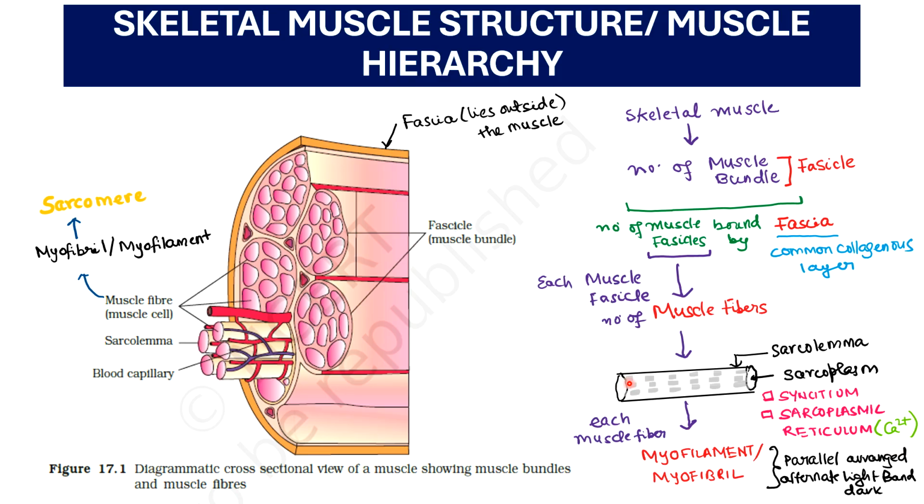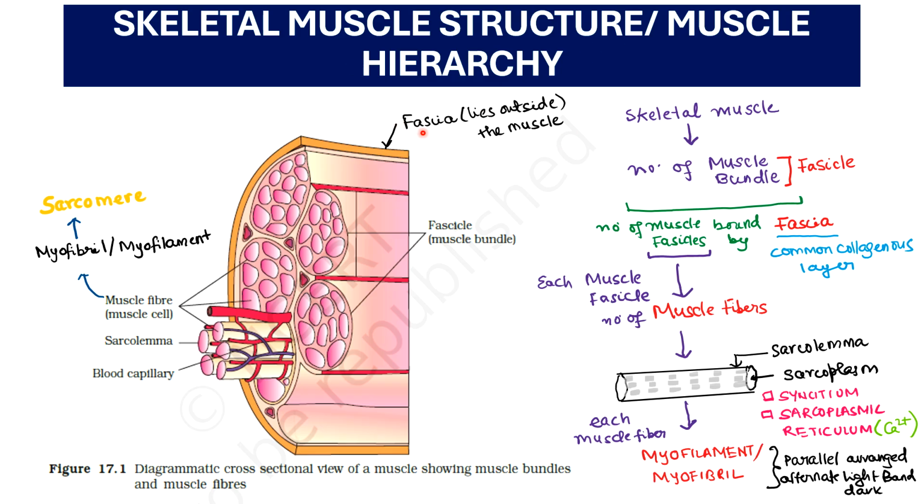Now, each muscle fiber has parallelly arranged layers of filaments known as myofilaments or myofibrils. These myofilaments are rich in actin and myosin, and the specific arrangement of this actin and myosin gives rise to the alternate light and dark bands, or the presence of striations, in the skeletal muscle. Clear? So that's all about the skeletal muscle structure.